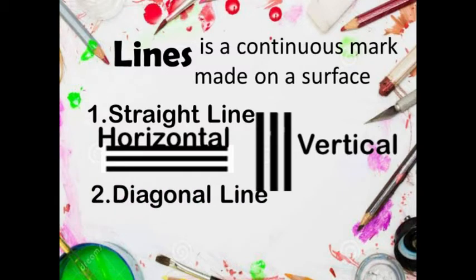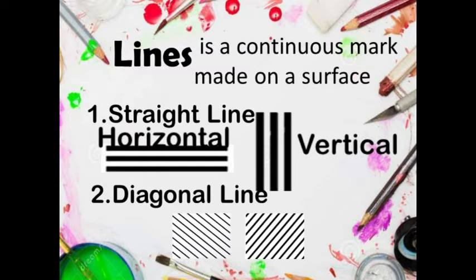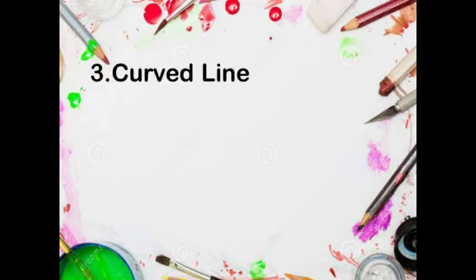Next is the diagonal lines. Diagonal lines are drawn from left to right or right to left in a slanting position, just like this. That is the diagonal line. Next is the curved line. No parts of the curved line are straight, just like this. So this is the drawing of a curved line.